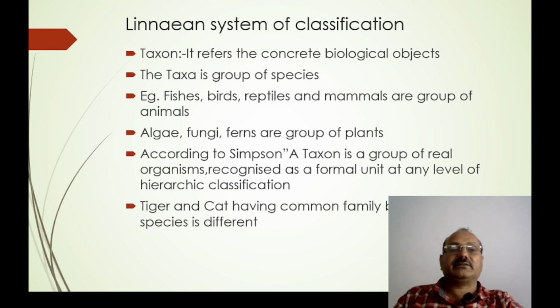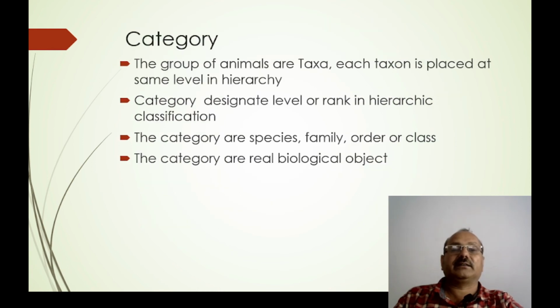This system has some characteristics, like it includes the taxon, which refers to a concrete biological object. A taxon is a group of species, for example, fishes, birds, reptiles, mammals are groups of animals. Algae, fungi, ferns are groups of plants. According to Simpson, a taxon is a group of real organisms recognized as a formal unit at any level of hierarchic classification. Tiger and cat have a common family, but genus and species are different.